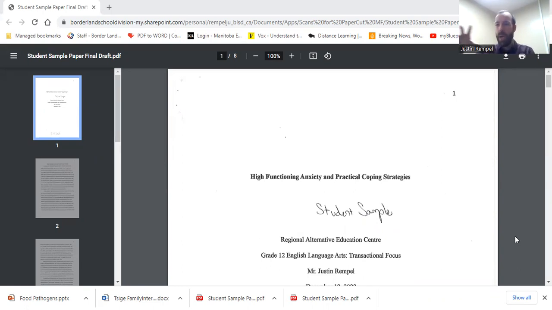So not just wow, this is an amazing paper, which it is. It's a really good paper. But how do people write, rewrite, edit until they end up with this amazing paper?